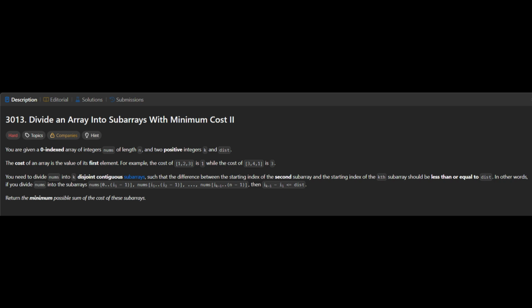So this becomes a sliding window plus greedy selection problem. We slide a window of size dist plus 1. Inside that window, we want to pick the smallest k-1 values. Add them to nums[0] to get the minimum total cost.